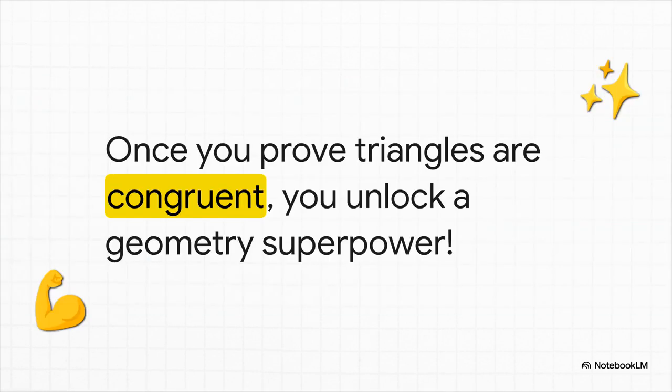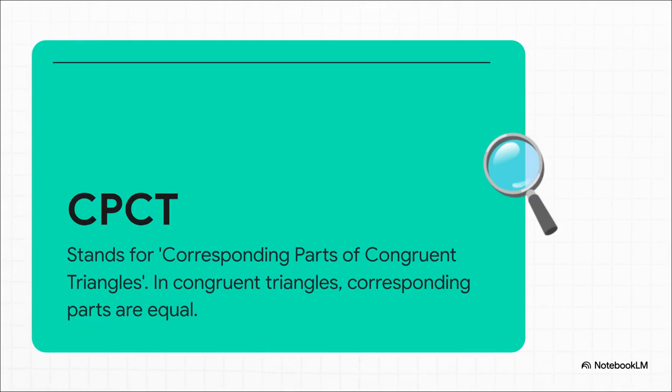Once you prove that two triangles are congruent, you unlock a fantastic superpower in geometry. This is what makes it all worth it. And what is that superpower? It's called CPCT. It stands for Corresponding Parts of Congruent Triangles Are Equal. It's just a fancy way of saying that once you've proved the triangles are perfect copies, then all their other matching parts must also be equal. The other sides, the other angles, everything.